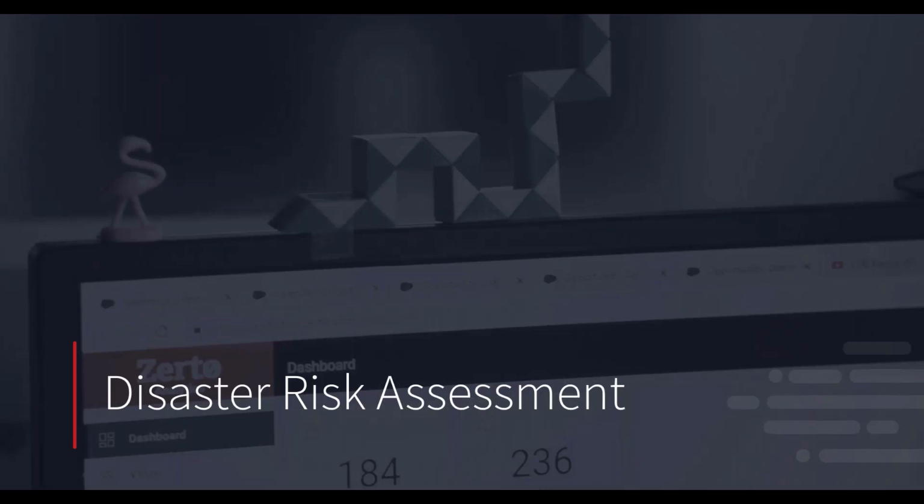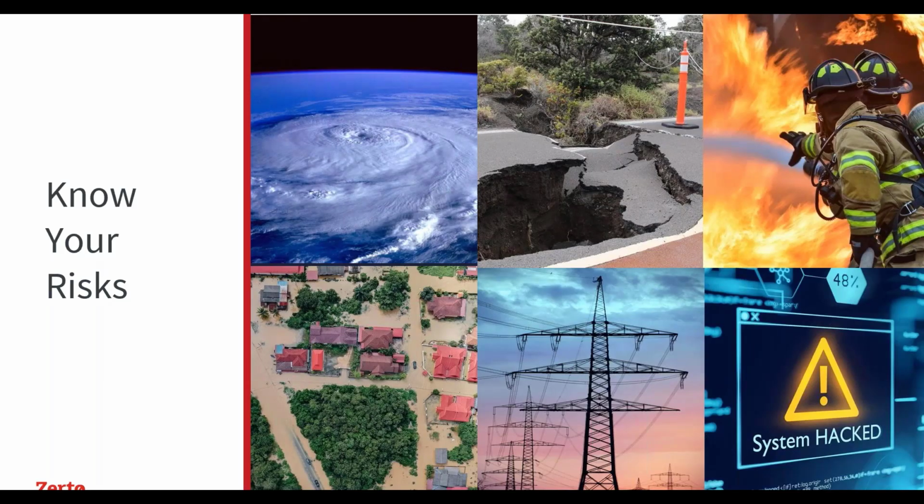So let's just start off by talking about disaster risk assessment. What this really is, is just trying to figure out which disasters your organization is most at risk from. So you can see here in these photographs, there are a number of different types of disasters, from natural disasters to man-made disasters. They can range from very large regional disasters, like hurricanes or earthquakes, to more localized disasters like fires. They can be man-made disasters like power outages, or cyber attacks. Those are very prevalent lately. We'll talk a little bit more about those later.